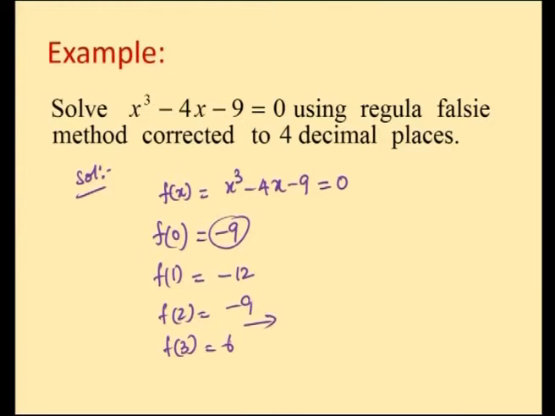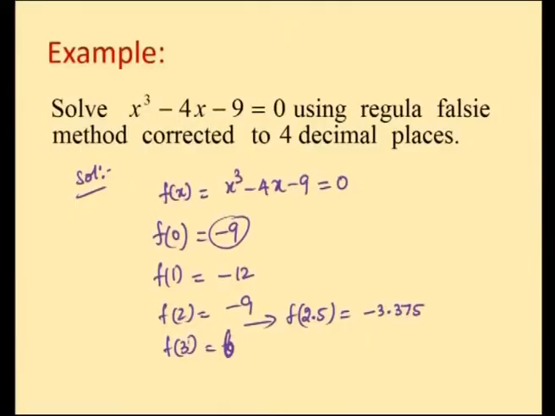So the root lies between minus 9 and 6. If you want, you can find out f of 2.5 also. f of 2.5 is minus 3.375. Here f of 2 is negative and f of 3 is positive, so the root lies between 2 and 3. To be more close and to avoid more iterations, if you take f of 2.5, the value between 2 and 3, and see that it is minus 3.375, we can more closely say that now the root lies between 2.5 and 3.